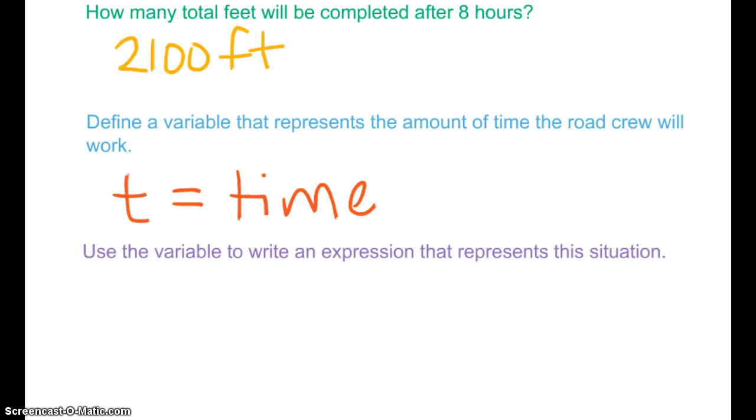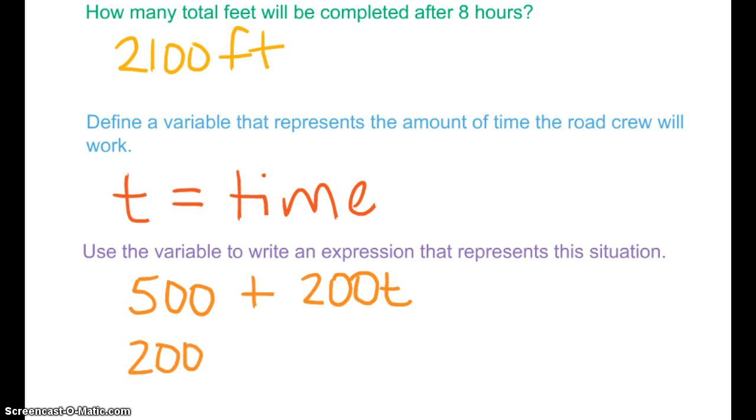Alright, so maybe the expression that you came up with, this is what I have. I know they already have 500 feet completed, plus 200, because that's 200 feet per T amount of time. You could also have 200 T plus 500. The order does not matter. So that would be your expression.